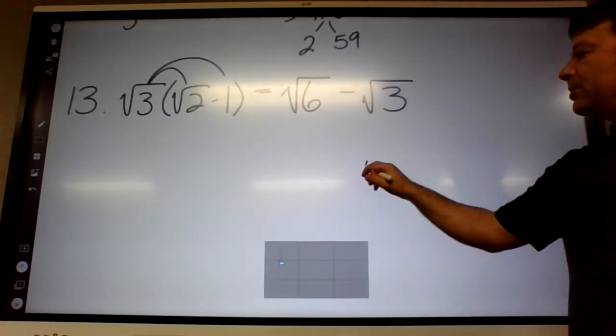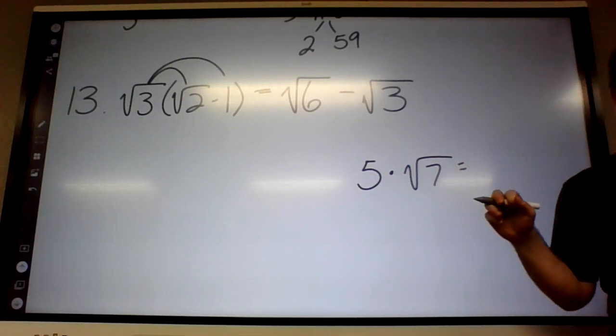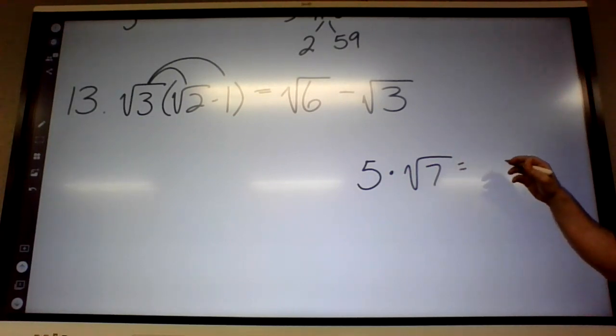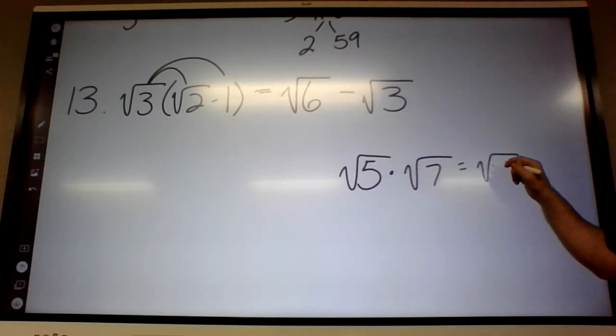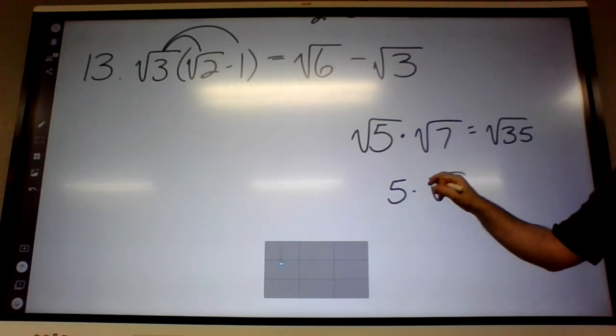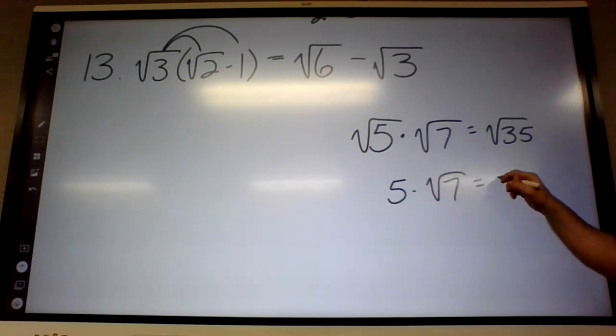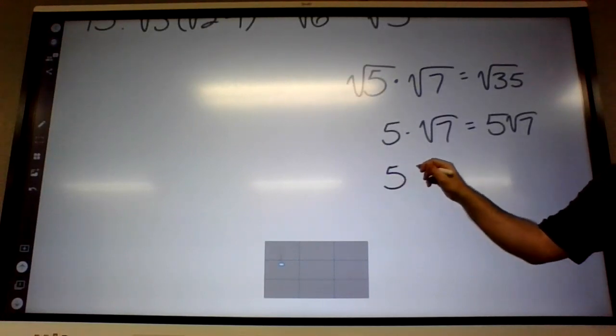Okay, so if I said what's 5 times like the square root of 7? No, 5 square root of 7. No, square root of 5 times square root of 7 is square root of 35. But 5 times square root of 7 does not simplify, so it's 5 square root of 7. Okay, it's kind of like saying what's 5 times x?